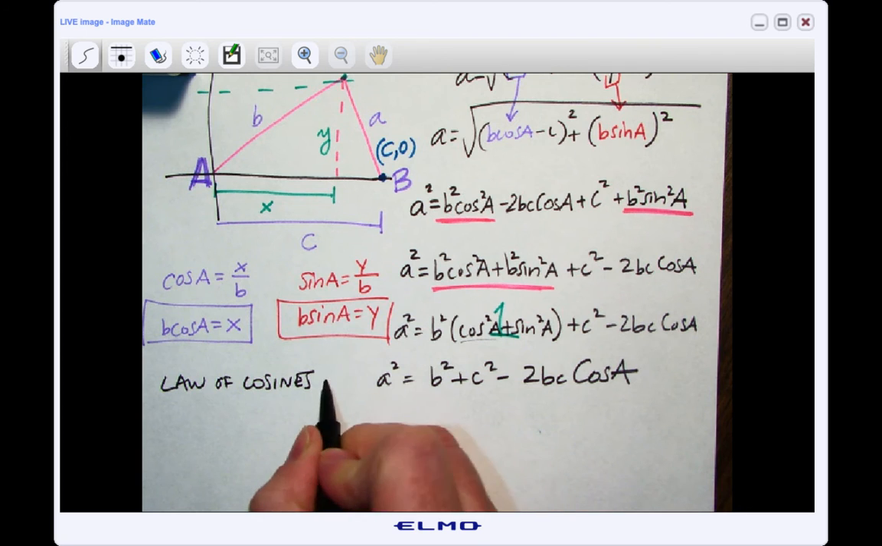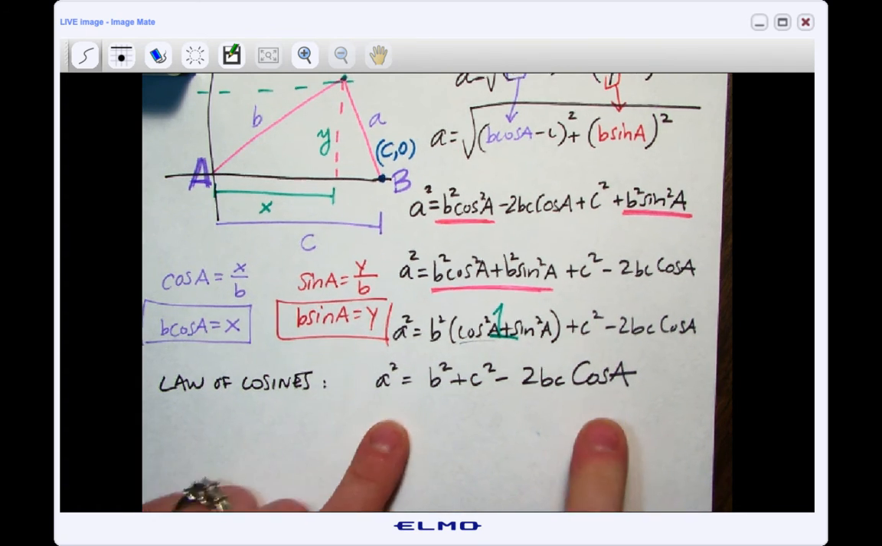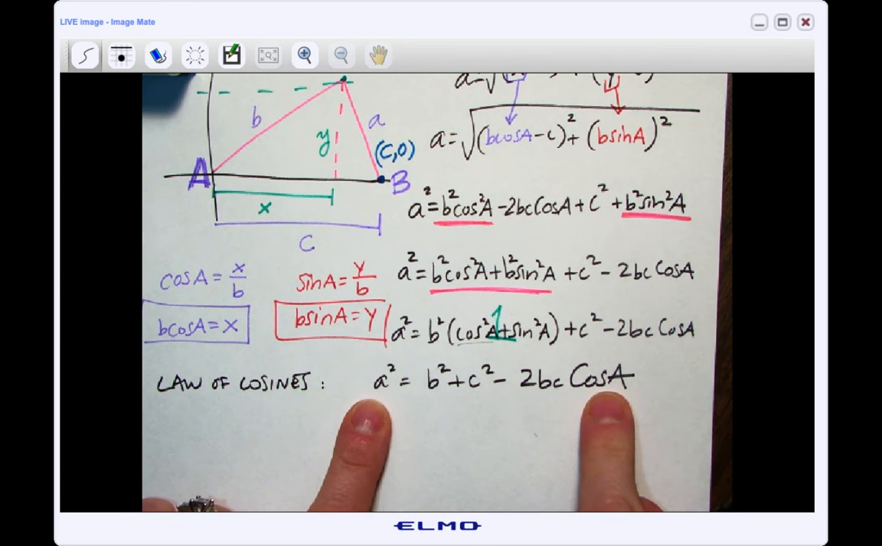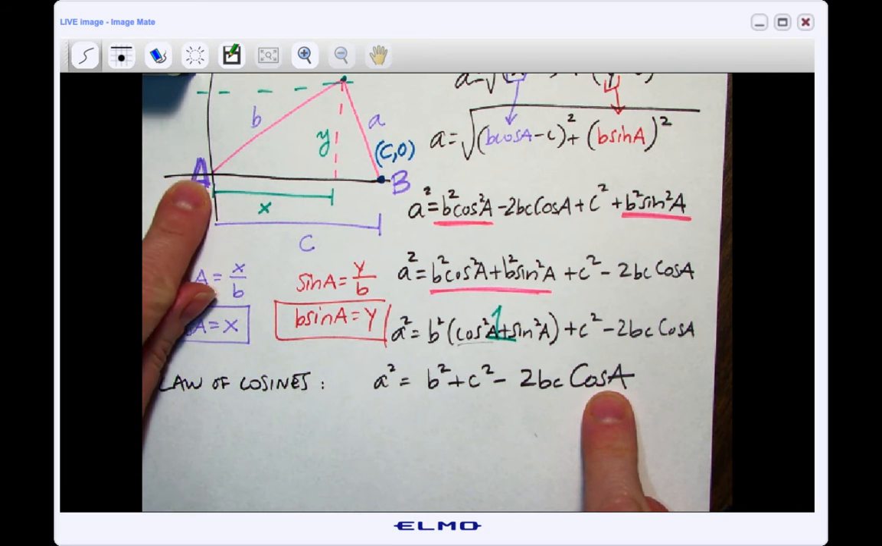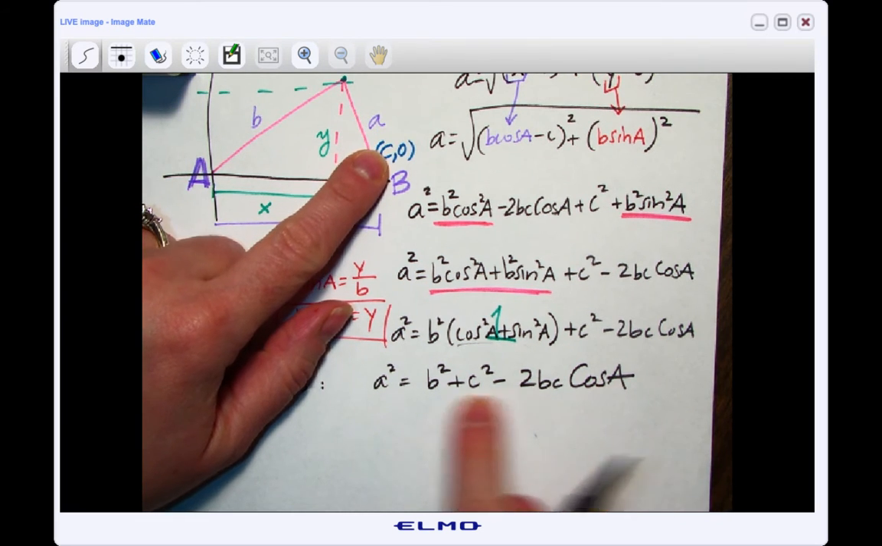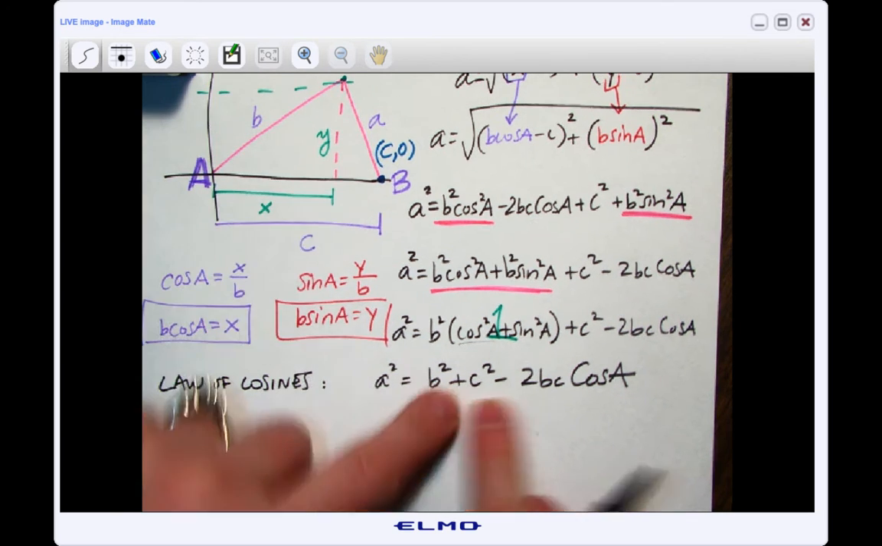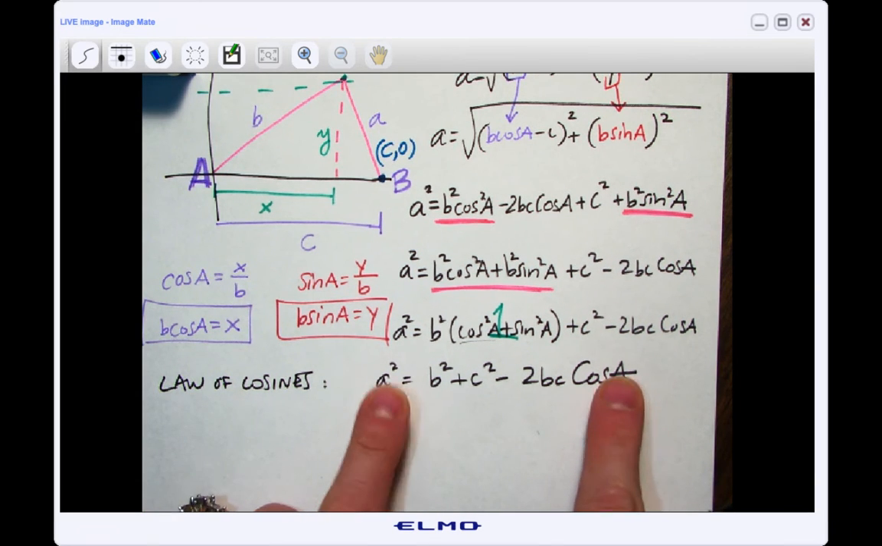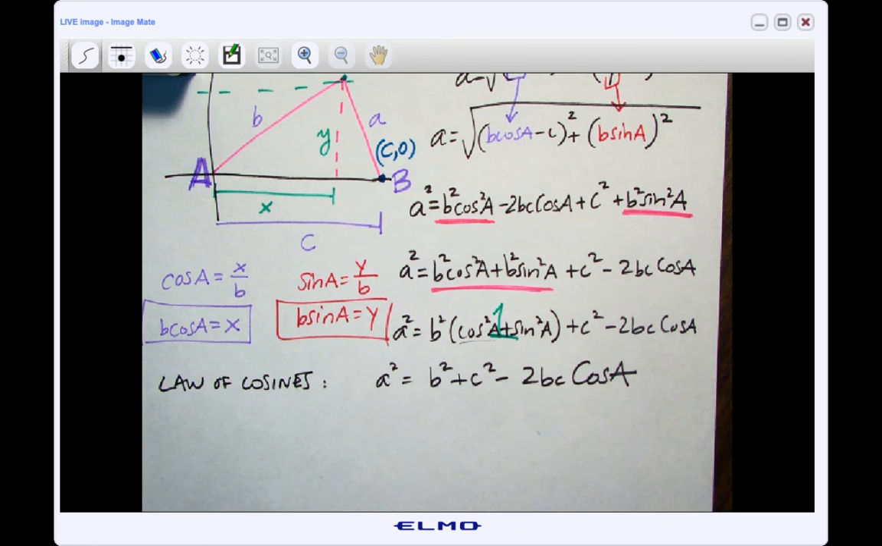So why did I want this formula? Well, as I said at the beginning, if I have the cosine of this angle, but I don't know the length of this side, and I know the other sides, I can figure out a side. I can figure out a triangle where I don't have a side and an angle opposite each other, which I cannot do with the law of sines. So this is my law of cosines.